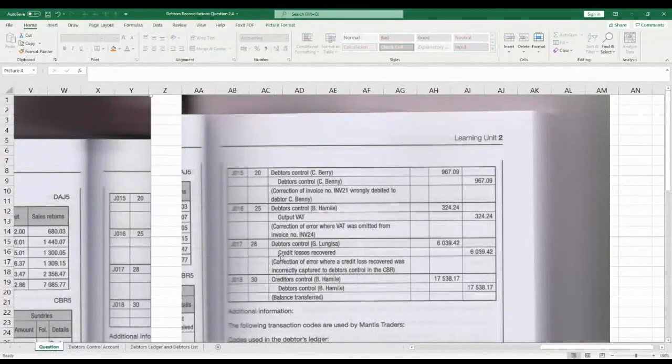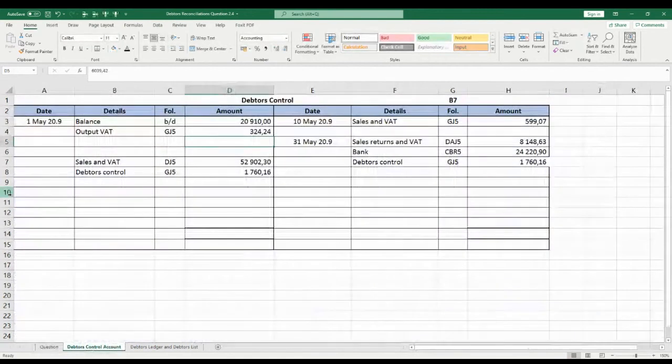Then on the 28th, credit losses were recovered. Now, when a credit loss is recovered, that means we initially wrote off this account as a bad debt, but then subsequently they received money and then they settled their account. So that is why we take it to the debit side, because that is money we've received. The debtors control, we take it back because we've actually received it now. It's no longer a write-off.